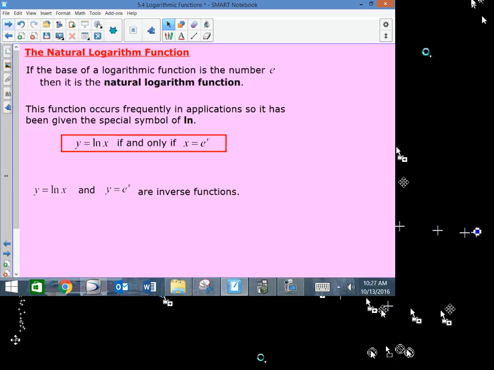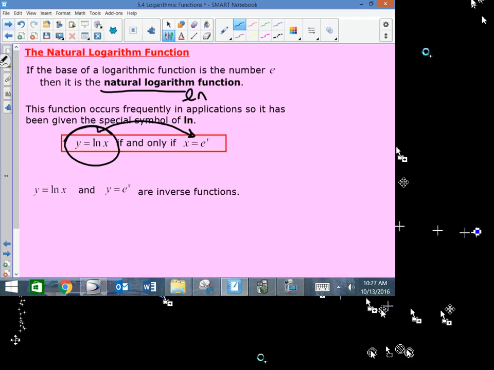Okay, the base of a logarithmic function is number e. That's the natural logarithm, ln, log natural. This function occurs frequently in applications, so it's been given a special symbol. But here's the thing, you will not see the e unless you put it in there. You will not see it. So if you're going to switch back and forth to exponential, you need to put it in there.